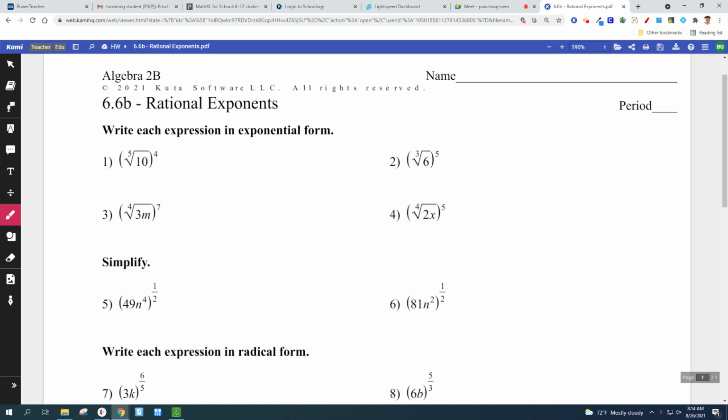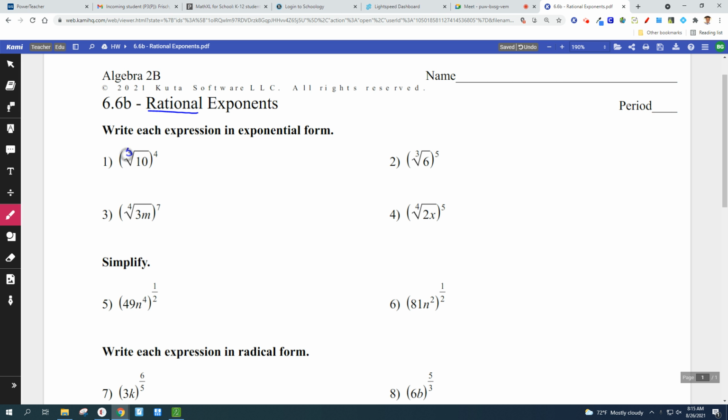6.6 is rational exponents. And again, when they say rational, they're talking about fractions. Rational means fractions, so fractional exponents. Write each expression in exponential form. Exponential form, they want exponents, they want fractional exponents.